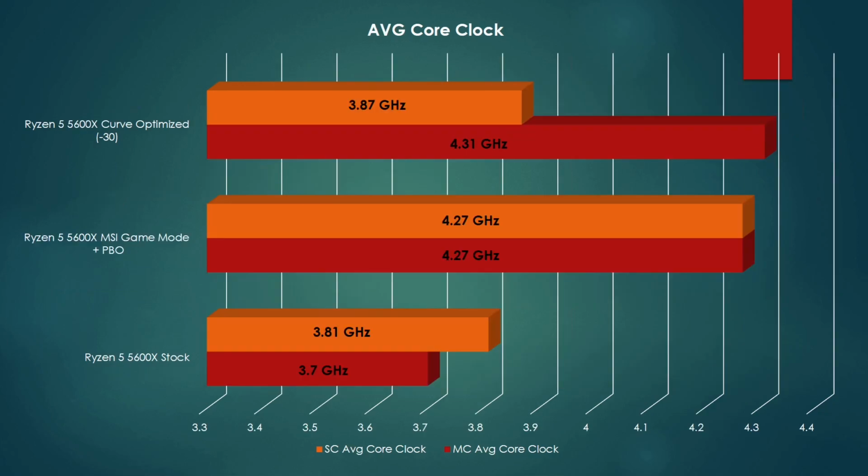And the average core clocks, which I was able to see during Cinebench for a CPU, is what I have mentioned here. You're able to see in the curve optimized one, it was running at a little bit lower frequency because the algorithm to boost frequency is not as aggressive as it was in normal PBO mode. So actually this doesn't matter.